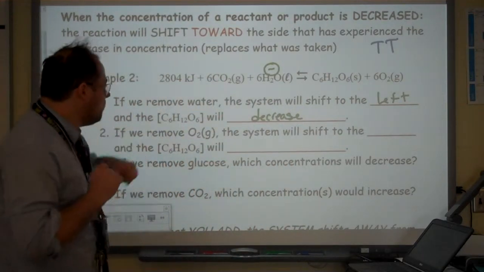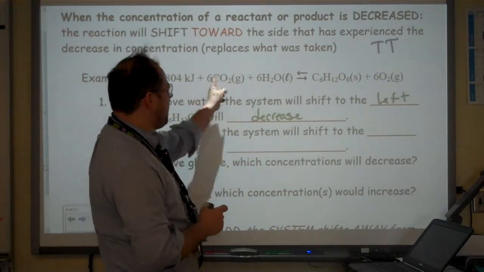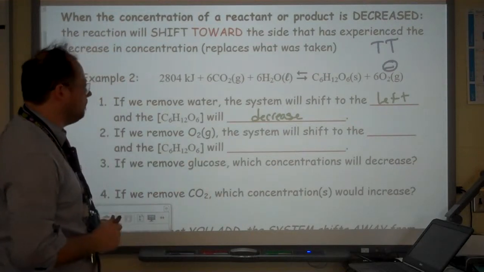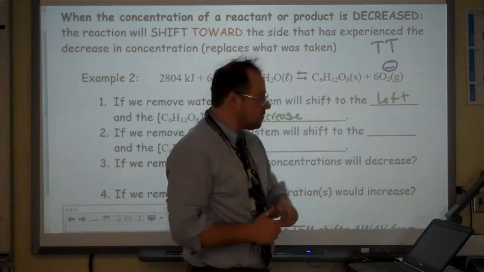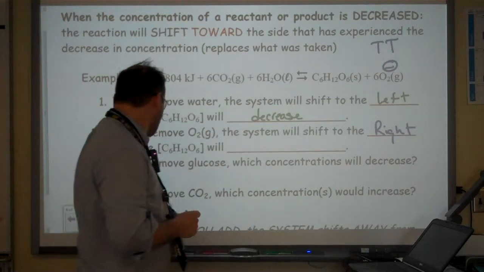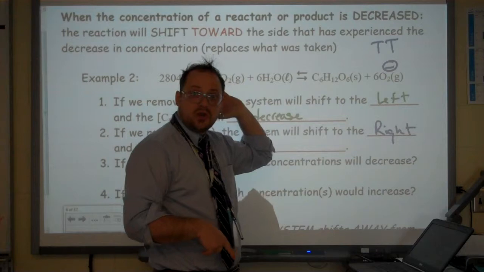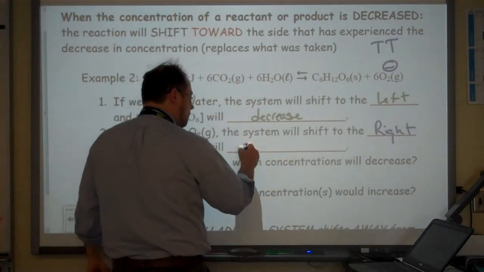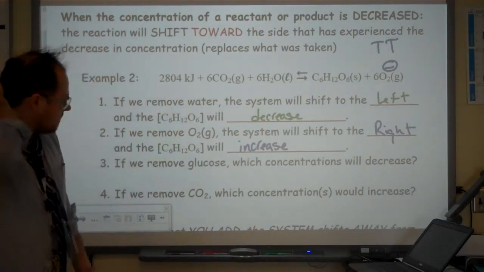AT. If we remove O2, O2 is right here. It says if we remove O2, the system will shift to the, so towards what we take away. So we take away oxygen, we're going to shift towards it, and that's the right side of the reaction. And the C6H12O6 concentration is on the right side, so whatever we're shifting towards, we can make more of it. So we're going to get increased concentration of C6H12O6. I think it's a type of glucose.